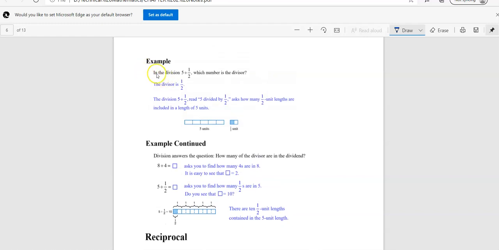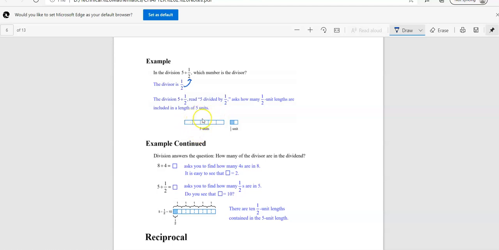So in the division of 5 divided by 1/2, which number is the divisor? Okay, so the divisor is 1/2. The divisor is the number that you are dividing by. The division 5 divided by 1/2 asks how many 1/2 unit lengths are included in a length of 5 units.